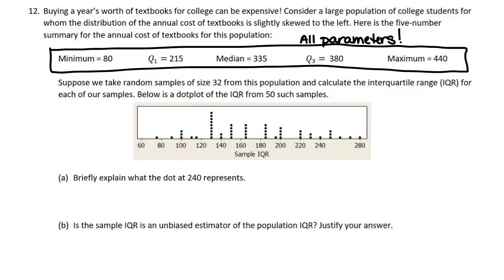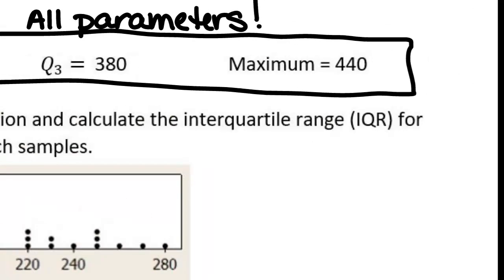Suppose we take random samples, plural, of size 32 from this population. So from the population that we got all these parameters from, now we're going to select a group of 32. And then we're going to select a different group of 32. Then we're going to select a different group of 32, over and over and over. And each time we calculate the IQR.